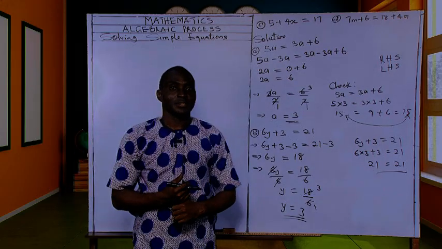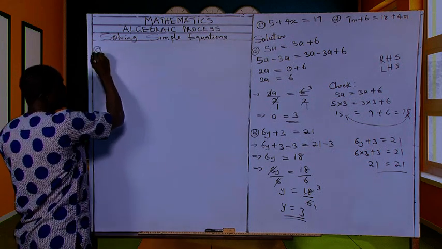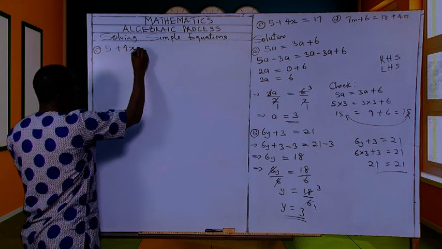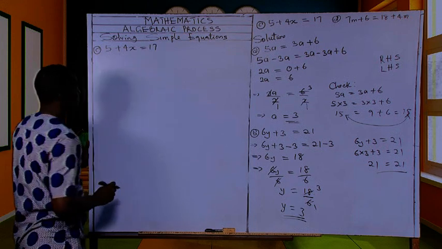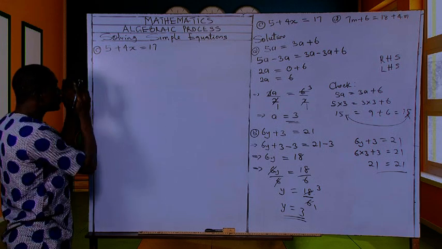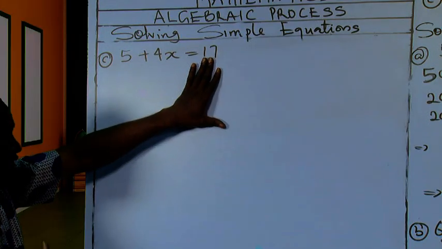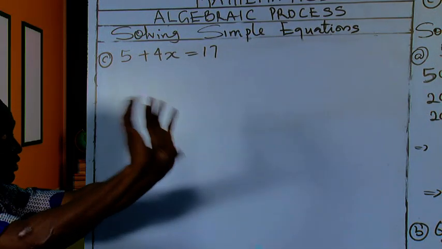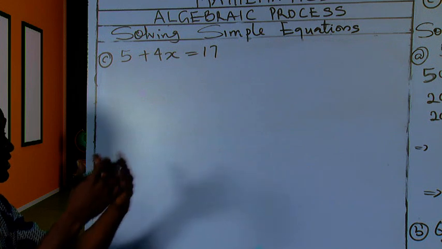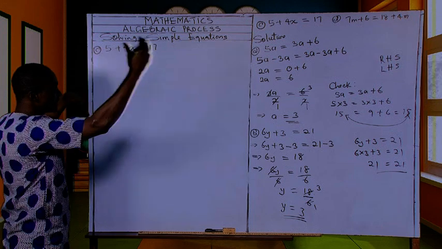Welcome back to the class. So let's move to question letter C. We have 5 plus 4x equals 17. Looking at this simple equation, the absolute terms we have here are 5 and 17. And 17 is already positioned on the side where it's supposed to be. But this 5 is not where it's supposed to be. It's supposed to be at the right hand side.